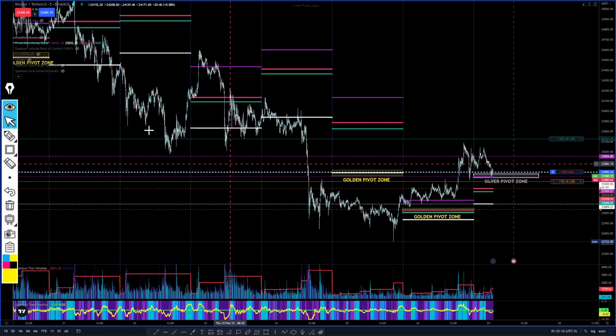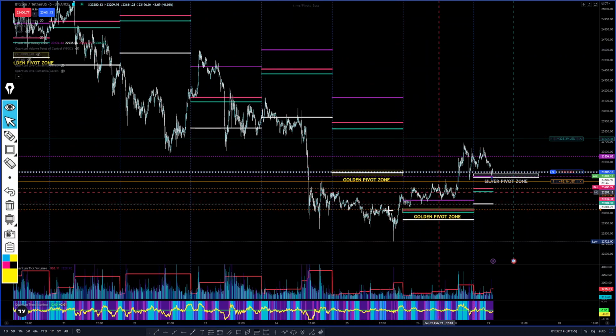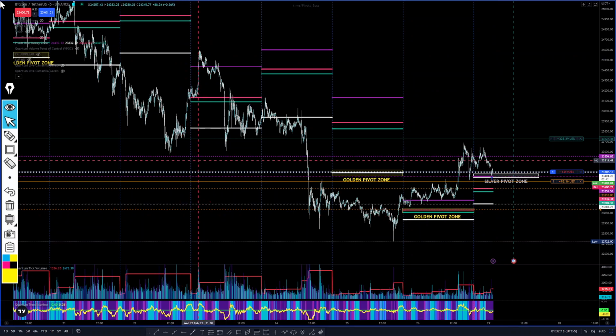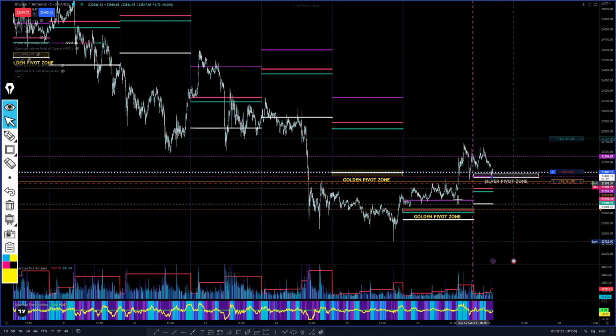So let's see here. That's the context of the trend right now. We're in a reversal accumulation mode. We're retesting the breakout, right? So it's reversing from a downtrend. So I'm looking for longs in this situation.